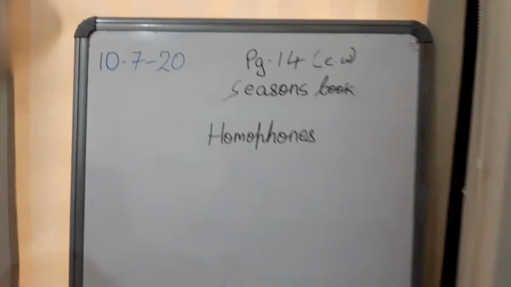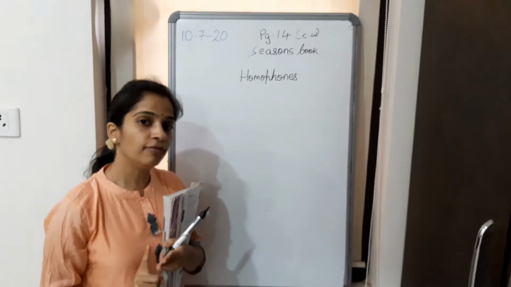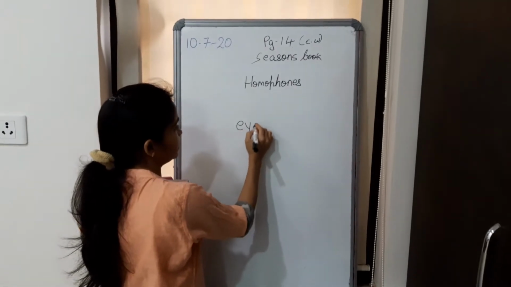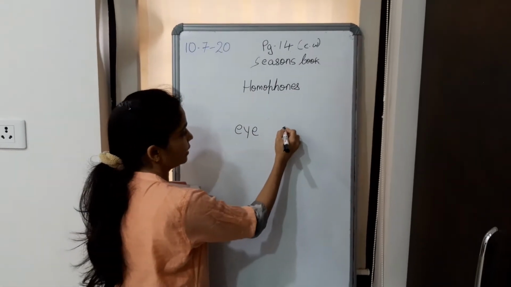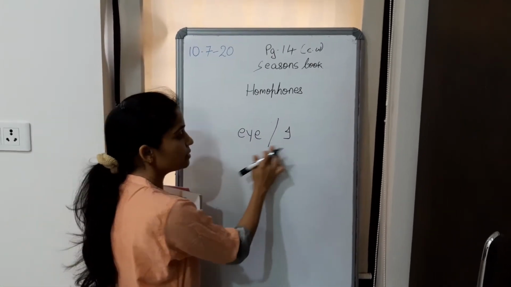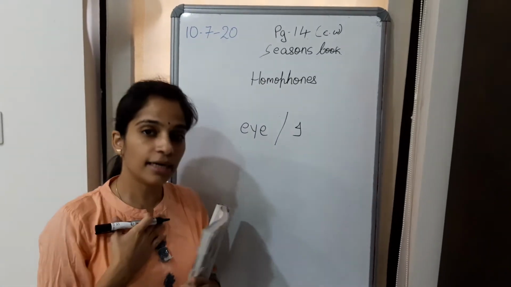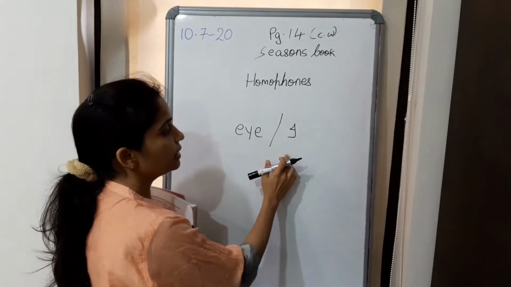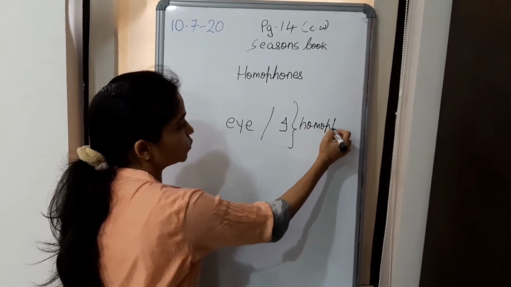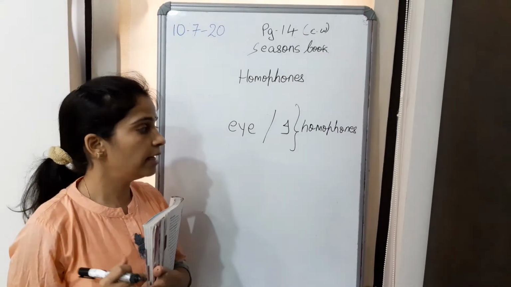Homophones are those words which sound the same but spelling and meaning are different. For example, if I write here I, this is also I and this is also I. So two words are here, but these two have different meaning and different spelling. Yes or no? E-Y-E, I, and this I is I. So these two have different meanings. These are called homophones. So whenever you fill such type of words, you should be clear with the meanings and the spellings.